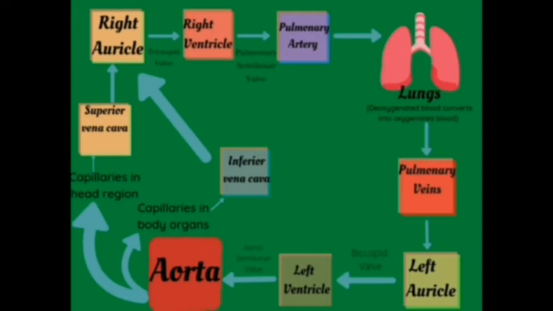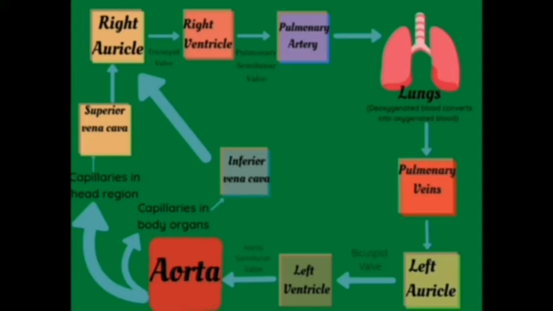And now the right ventricle contracts, the pulmonary semilunar valve opens, and blood is pumped through the pulmonary artery into the lungs. And there the conversion of deoxygenated blood to oxygenated blood takes place. And then the pulmonary valve closes quickly, preventing the backflow of blood into the right ventricle.